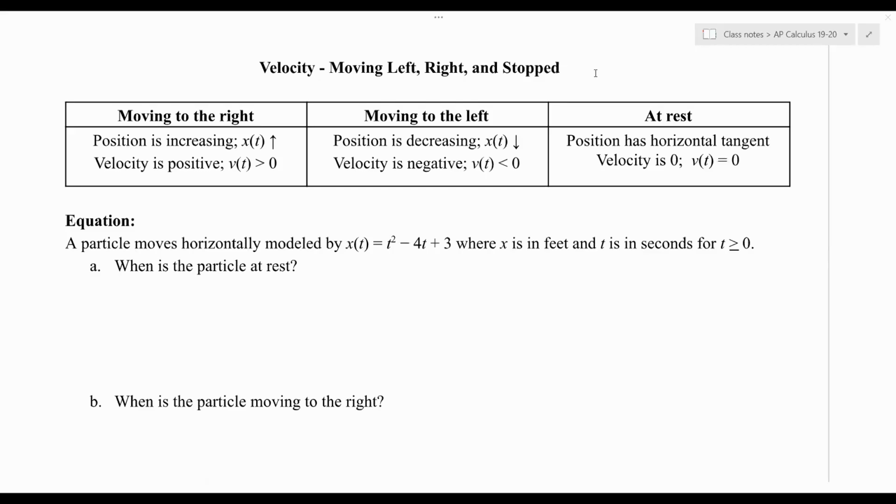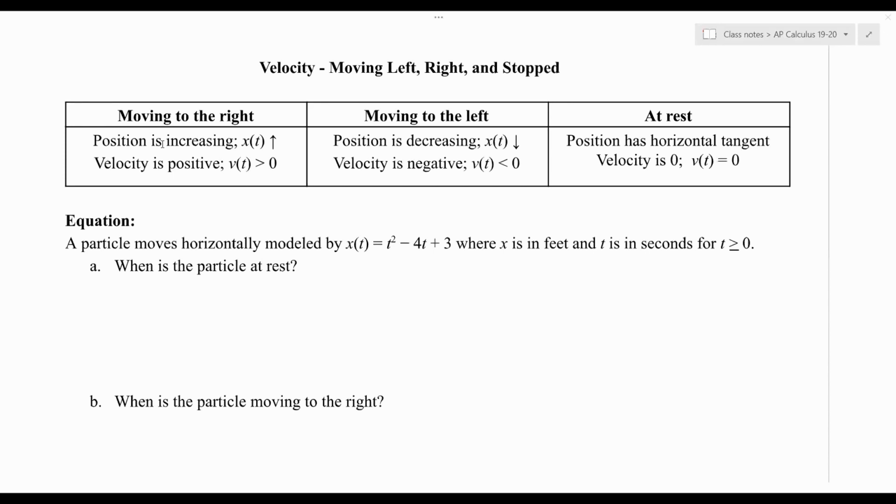Hello, mathematicians. Today we're going to talk about velocity and how to find out when a particle is moving to the left, to the right, and when it is stopped or at rest. If it's moving to the right, that means the position is increasing. We're getting farther and farther away from our initial point. If it's moving to the left, the position is decreasing. Again, we're getting farther and farther to the left.